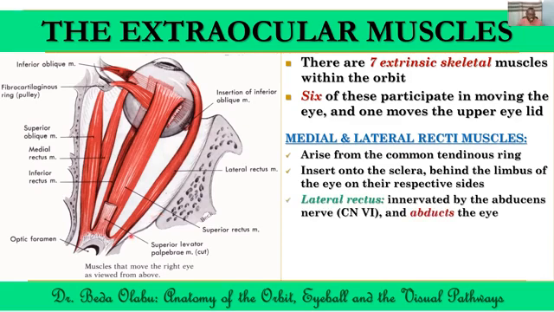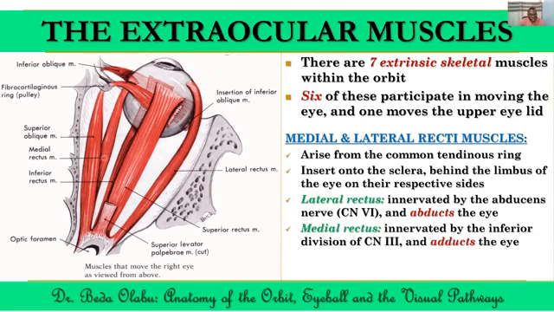Now, lateral rectus muscle, this one, is innervated by the abducens nerve. This is the sixth cranial nerve. And the contraction of the lateral rectus muscle will cause this pupil to move that way. And we call that abduction. And that is why the nerve is also called abducens.